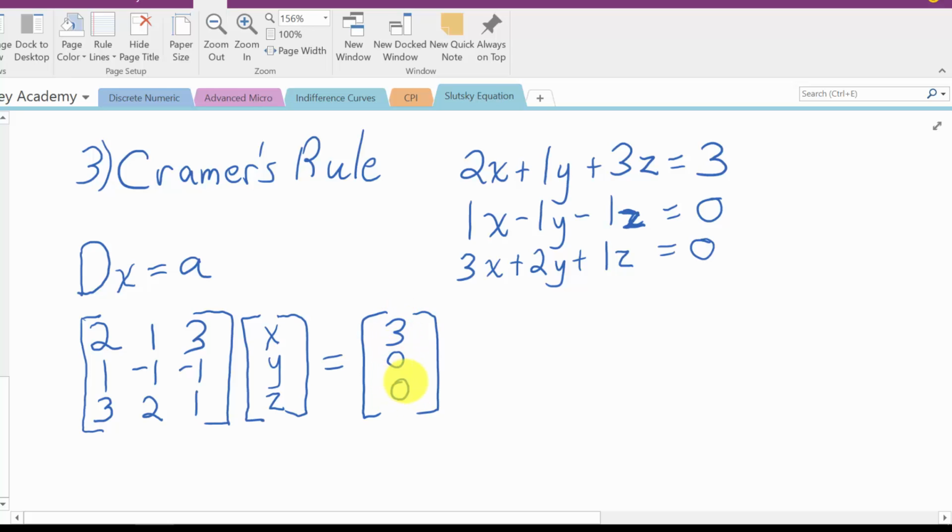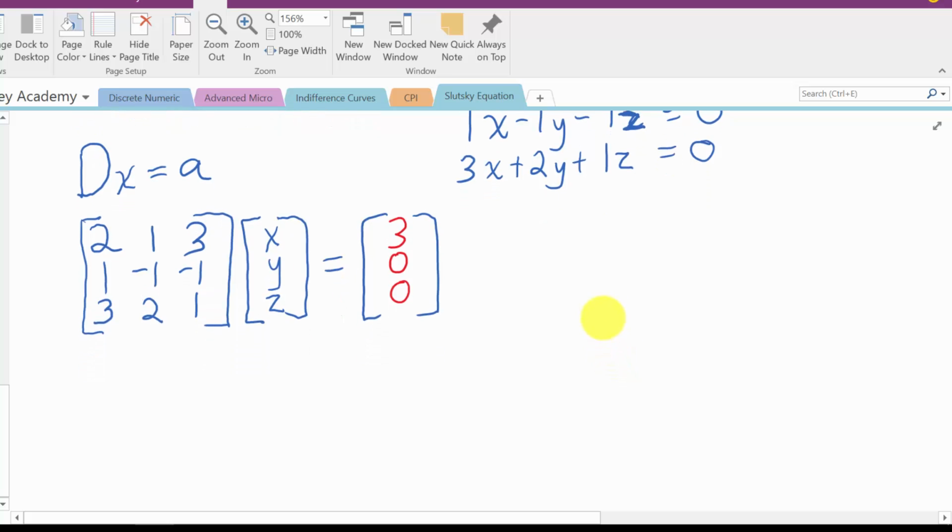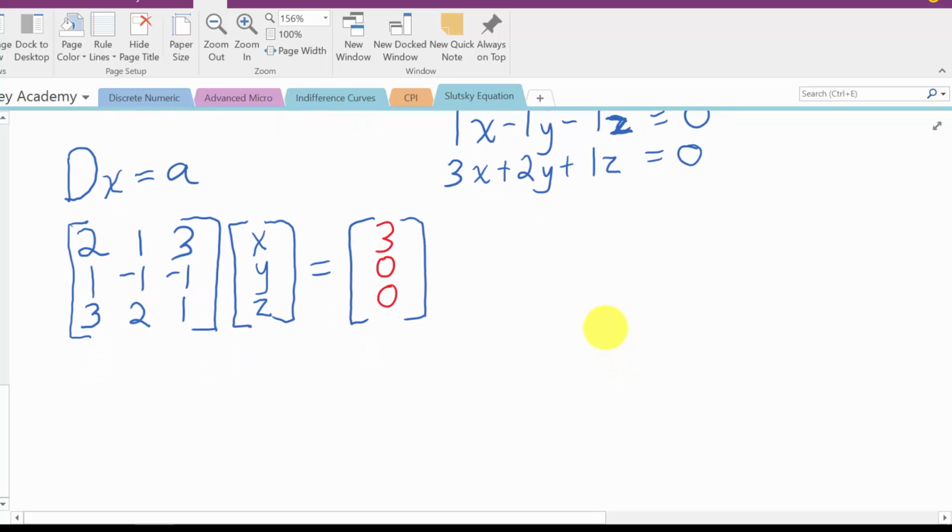Okay? Now let me actually do that 3, 0, and 0 in a different color, because that's going to help us see what's going on. 3, 0, and 0. What Cramer's rule says is, one way you can solve this system of equations is by two determinants. Two determinants. And here are the two determinants. You want to take this vector of 3, 0, 0, and suppose we want to just solve for x, right? Then we can solve for x this way.